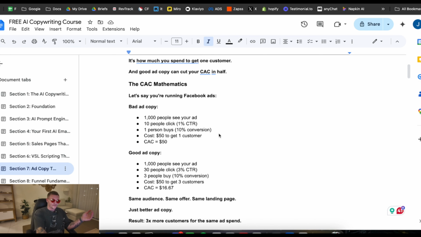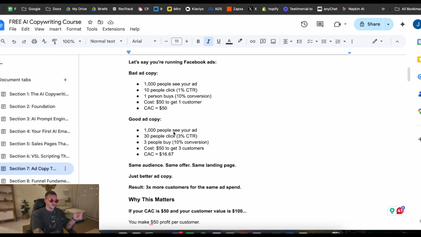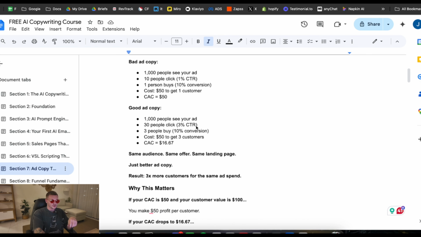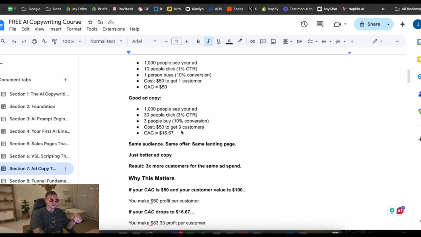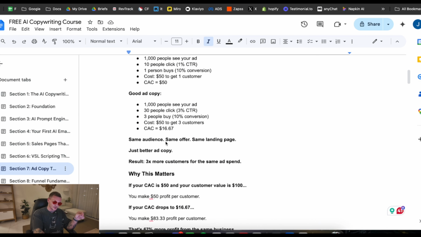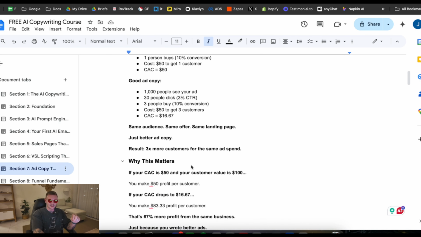So let's go through the maths of this. Let's say you're running Facebook ads. Bad ad copy. 1,000 people see your ad, you get 10 people to click, one person buys at 10% conversion. Cost to acquire a customer is $50. Great ad copy. 1,000 people see your ad, you get 30 people to click, 3 people buy at the same conversion rate, but you've just got more people to click it. Cost has dropped to $16 instead of $50. Same audience, same offer, same landing page, just better ad copy. And the result is 3 times more customers for the same ad spend.